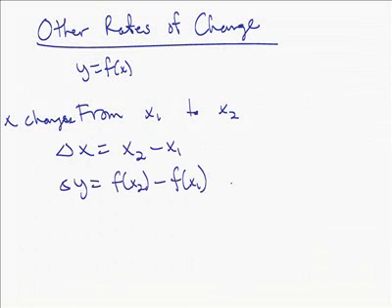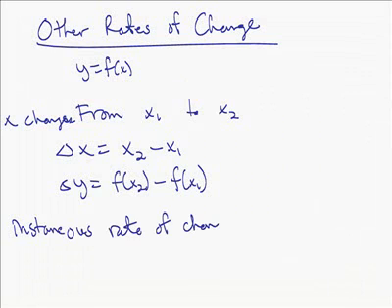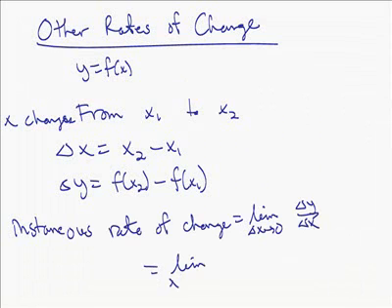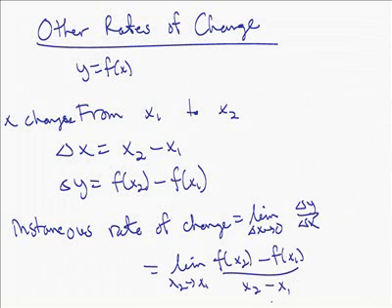And so what you can see then is that this instantaneous rate of change, which is the velocity, which is the slope of the line tangent, is actually going to be equal to the limit as this delta x approaches 0 of the change in y over the change in x, which we can think of as the limit as x2 approaches x1 of f of x2 minus f of x1, remember that's what delta y was, over x2 minus x1, which is what delta x was.